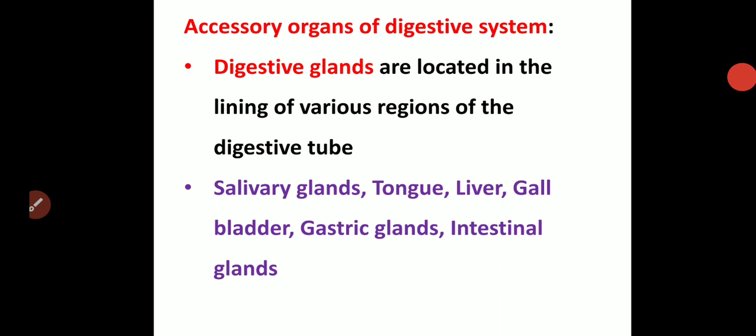Now the accessory glands or the accessory organs of the digestive system. The accessory organs are all the glands which are located in the various regions of the digestive tubes. You have numerous types of glands in different parts of the alimentary canal. And along with these, you also have the salivary glands located in the mouth region, the tongue which helps in the digestion process, then the liver, the organ which secretes the digestive juice, which has the gallbladder in it. Then you have the gastric glands present in the stomach and intestinal glands present in the intestine.